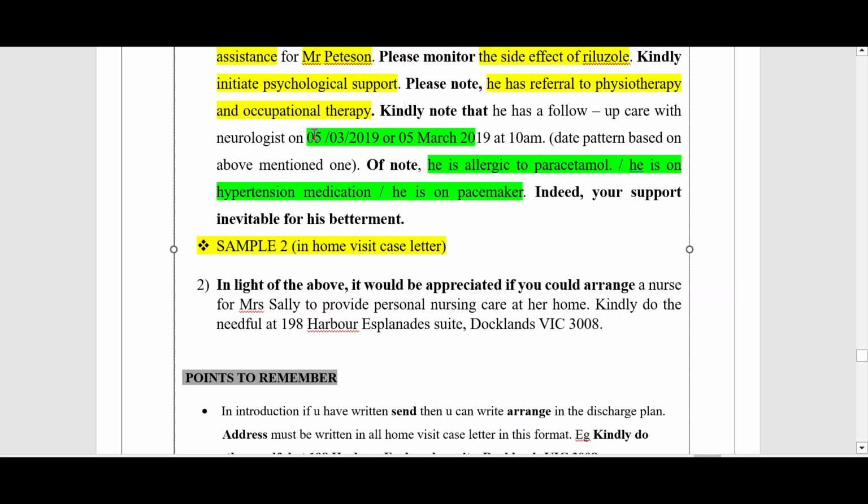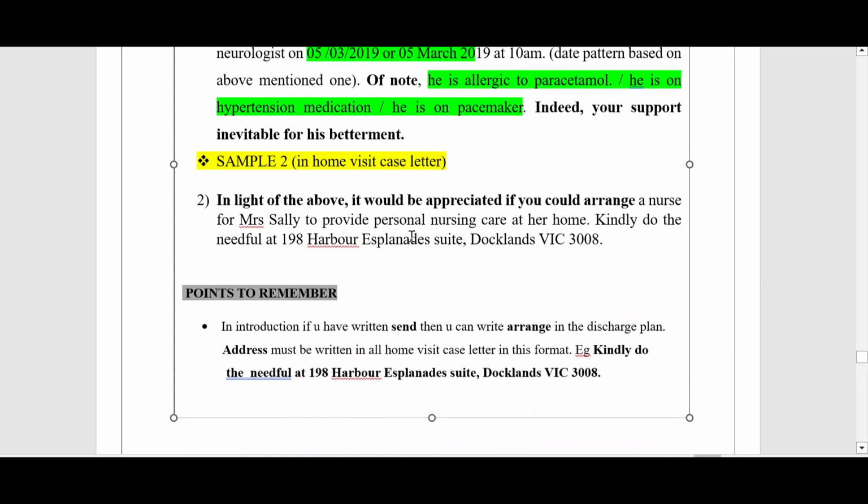If you are following this letter writing and date in this way, then you should write here in this part. If you are writing the beginning of the letter in this format, then you should follow this format at the discharge plan as well. I have mentioned here. Then of note, these days they don't use it much. After that only, then you can use that again. Indeed your support is inevitable for his betterment.